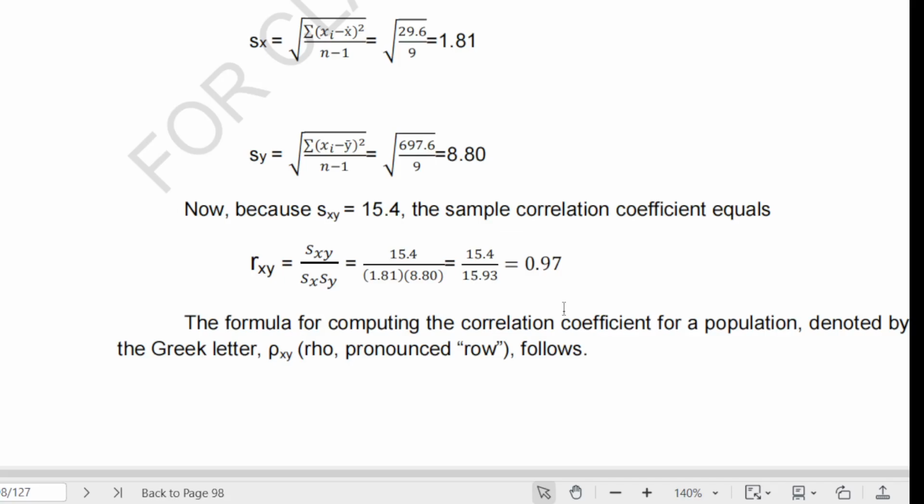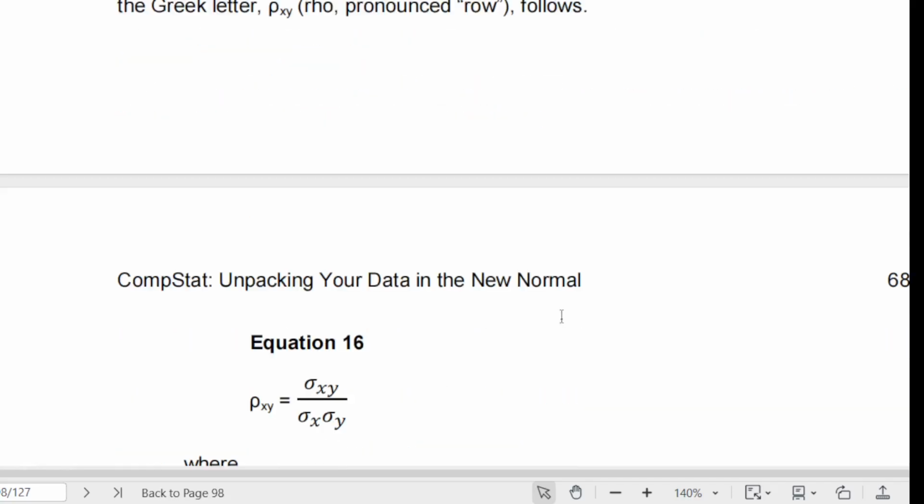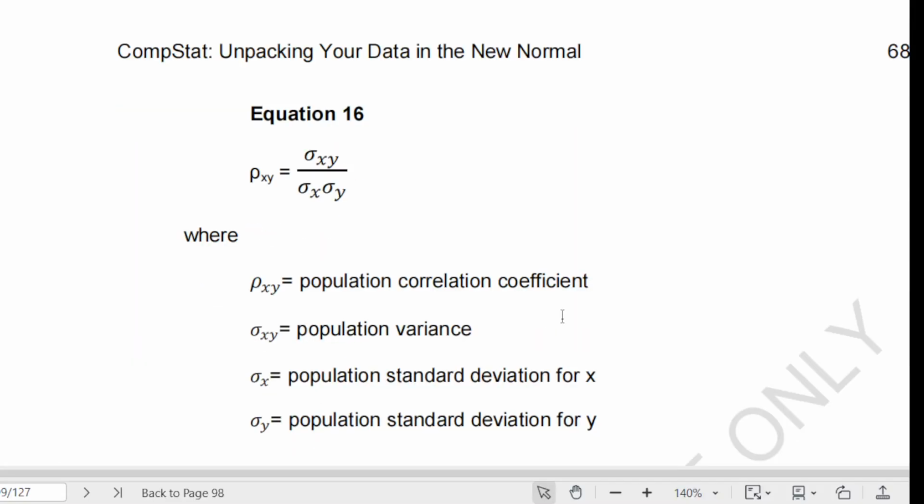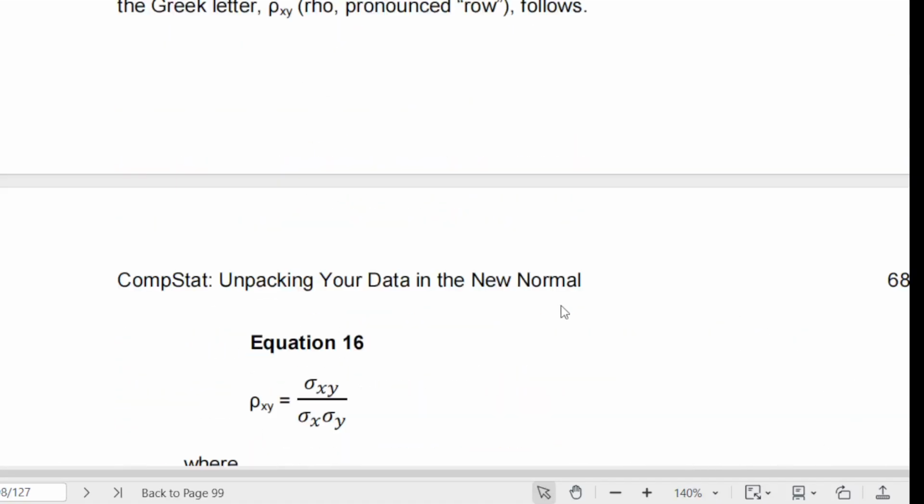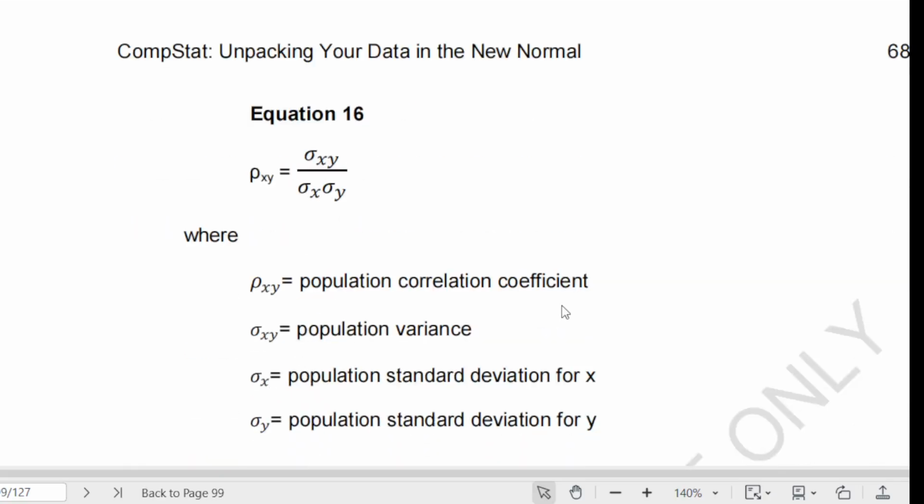Okay, so for the population, this is also the formula for the population.